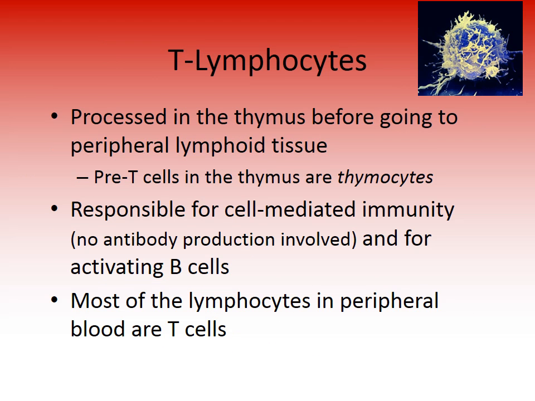So T lymphocytes are processed in the thymus before going out to peripheral lymphoid tissue. The pre-T cells in the thymus are actually called thymocytes. These T lymphocytes are responsible for cell-mediated immunity, so that means no antibody production is involved, and they also activate the B cells. Most of the lymphocytes in the peripheral blood are T cells. So when you're doing your peripheral white blood cell count, you see those lymphocytes, typically those will be your T lymphocytes, and they're involved in cell-mediated immunity.